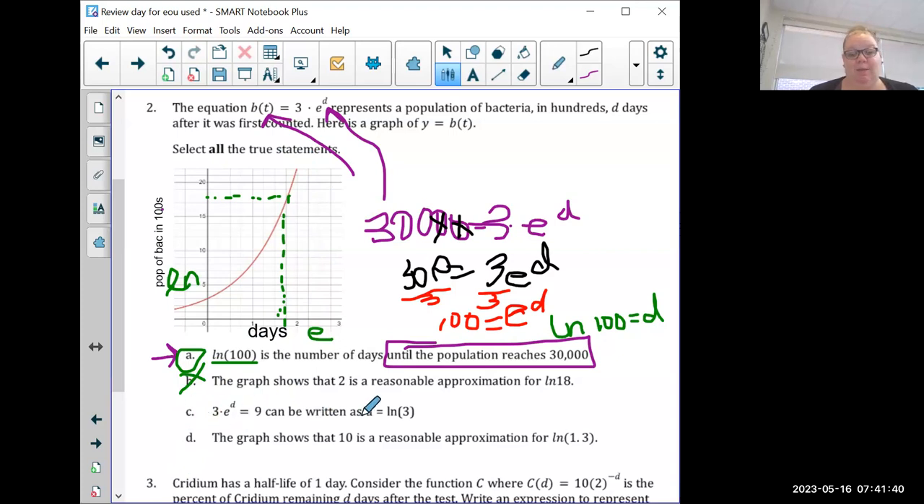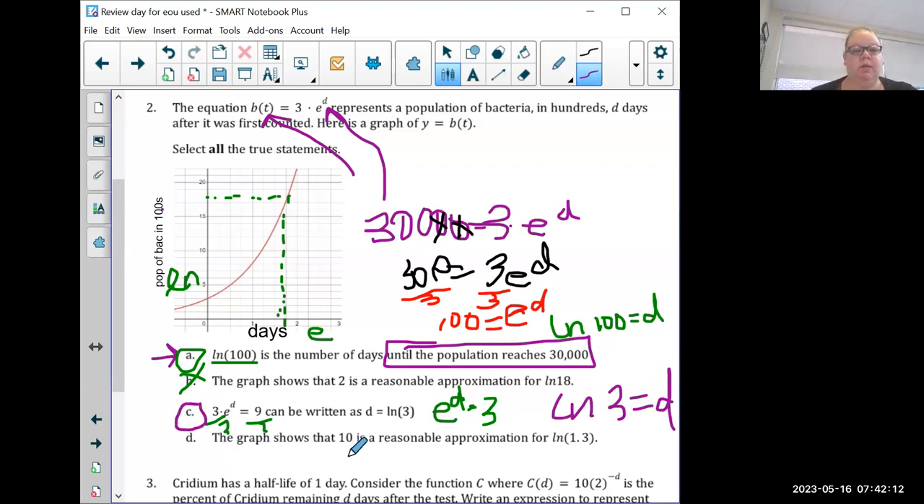C is kind of the same thing as A. They're giving you a value for the population. They're saying 9, which stands for 900, and they want to know if they can write it this way. So it's the same thing. I'm going to divide both sides by 3. When I do that, I get E to the D equals 3. And now I need to make it an ln problem. When I make it an ln problem, it becomes ln 3 equals D, which is exactly what they're saying. So this is the correct answer.